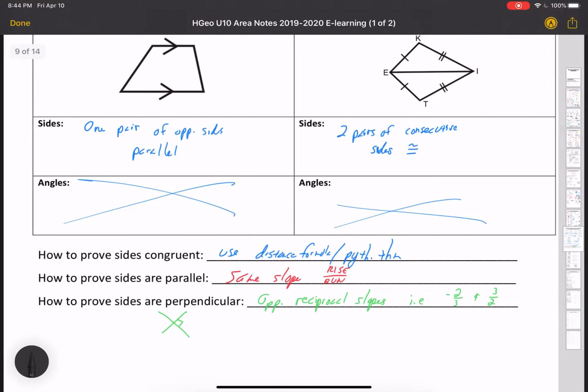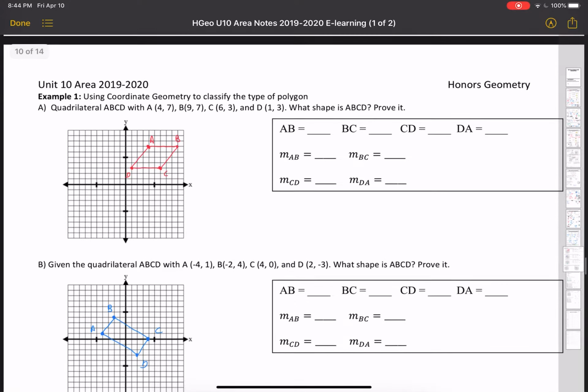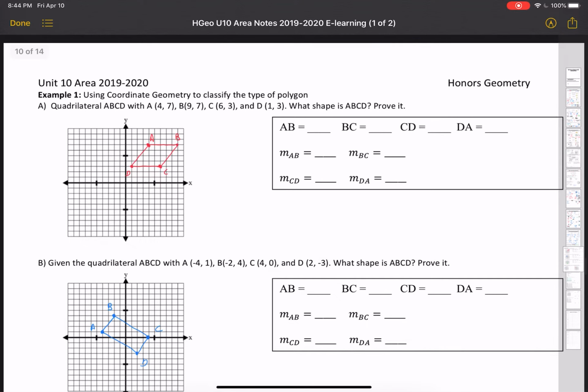I already have these graphed out just to keep the video a little bit shorter. You don't have to watch me graph these. So graph them, pause the video if you need to graph them, and then I'll tell you how to prove what shape it is. Okay, and I've got these boxes that are going to help you because they're going to kind of give that assist to you and say you should be looking for side lengths and you should be looking for their slopes, because that's how we can determine whether we've got parallelness, congruency, or perpendicularity.